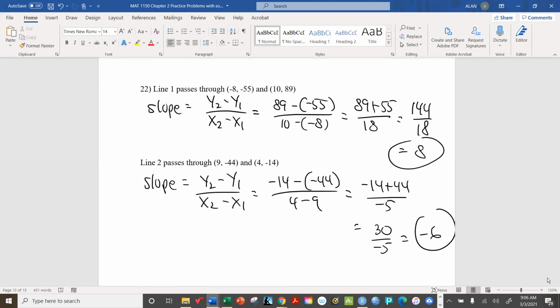All right, so this is one of those neither cases, of course, since the slopes are not equal, and they do not have a product of -1. They are neither parallel nor perpendicular.